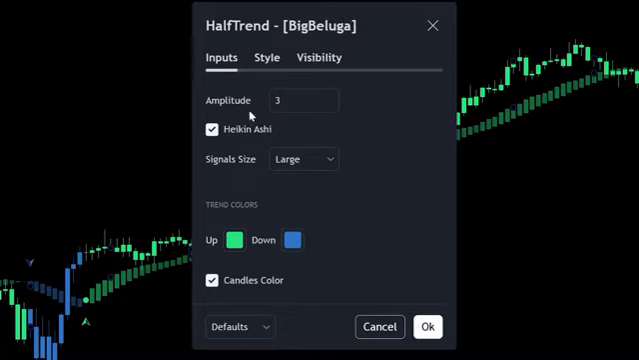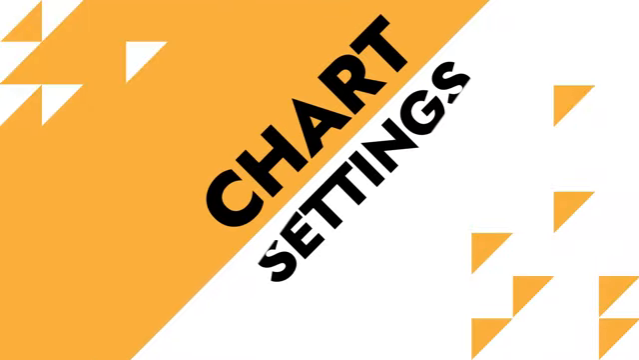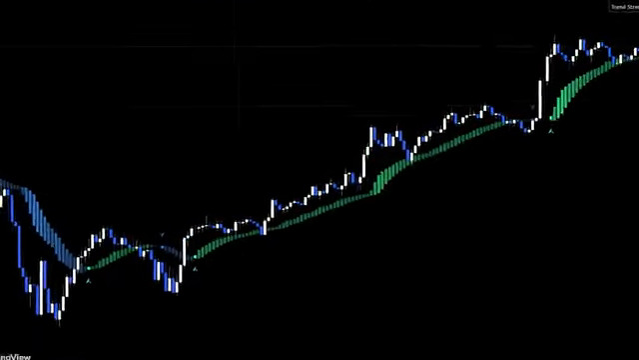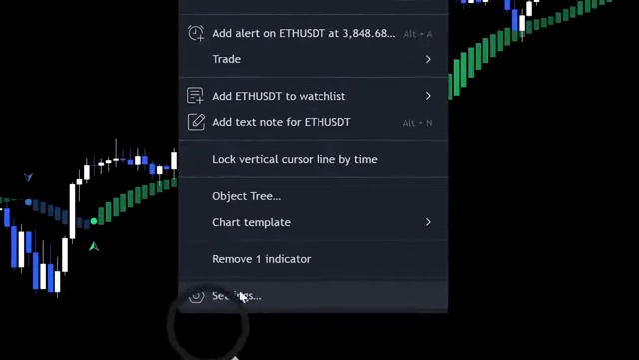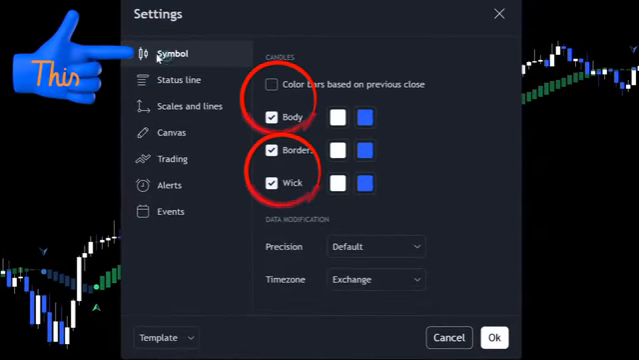In the Style section, there's not much to adjust, but feel free to explore the settings and find what works best for you. Now, to ensure the chart displays the color-coded bars provided by the half-trend indicator, we need to make a quick adjustment in the chart settings. So right-click on the chart and select Settings. Then navigate to the Symbol tab and disable all the options, allowing the color candles from the indicator to take center stage.